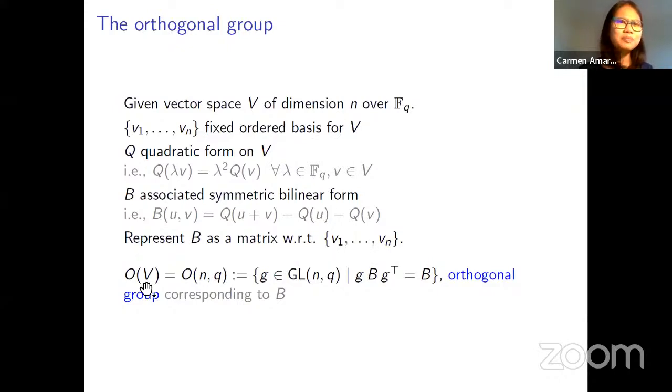The orthogonal group on V, also denoted as O of n comma Q, consists of all invertible n by n matrices over Fq, satisfying the condition that G times B times G transpose is equal to B. So this is the orthogonal group corresponding to the bilinear form B.